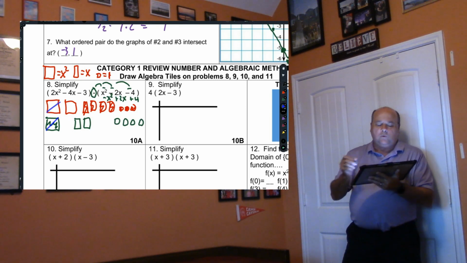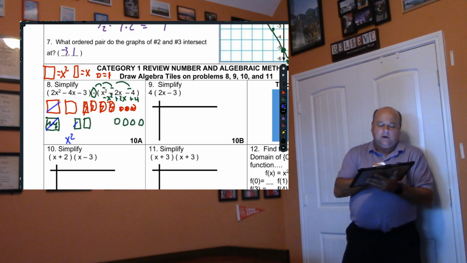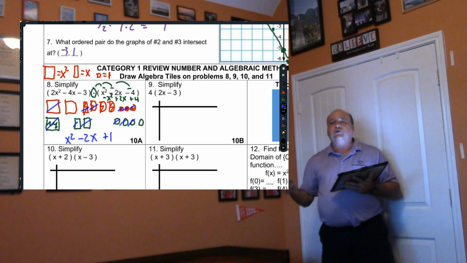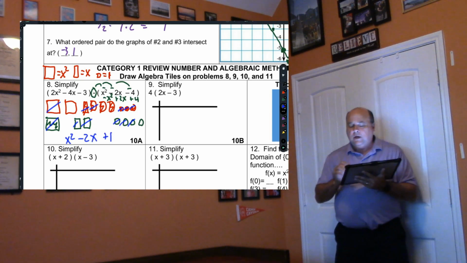Now I need to cross out my opposites, don't I? I'm going to cross out a square. I got 1 big x squared. I'm going to cross out the rectangles, -2x, and cross out 3 sets of squares, plus 1. So x squared minus 2x plus 1 would be the answer.